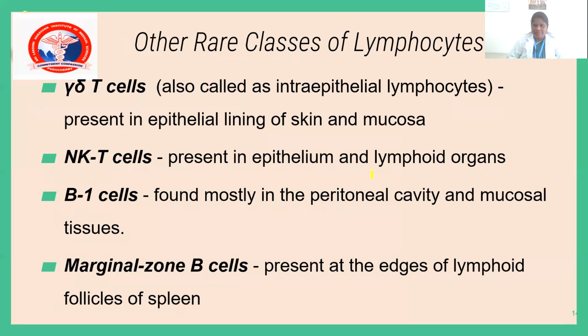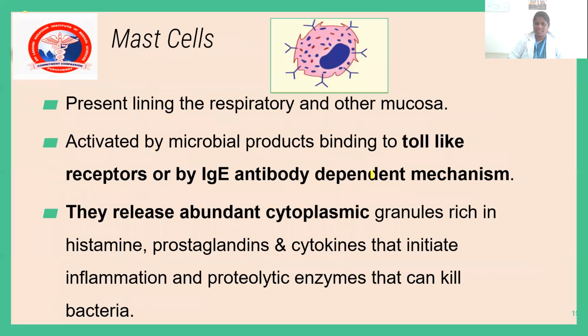And other classes of lymphocytes are also involved in innate immunity, like alpha beta cells, which are present in the T cell receptor. In rare cases, gamma delta cells also play a role in innate immunity to kill the microorganism. NKT cells, B1 cells, marginal zone B cells. Even though these cells are rare, they help in the killing of microorganisms.